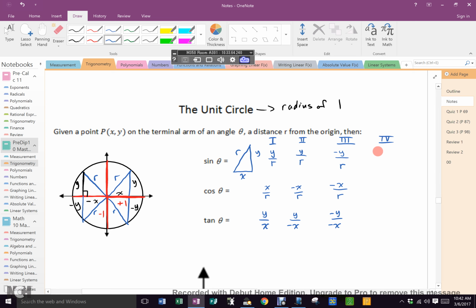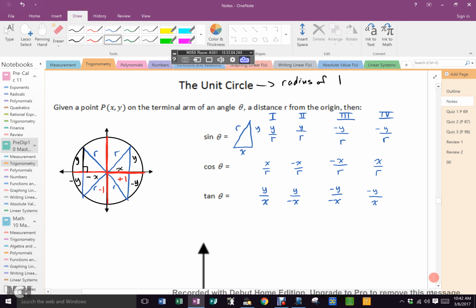Sine is negative y over r. Cos is x over r. And tan is negative y over x. Does everybody see what has happened there?